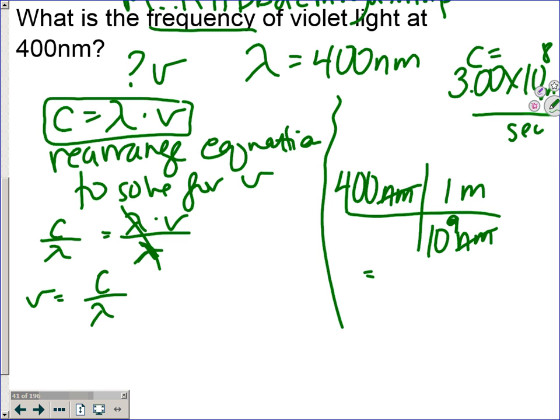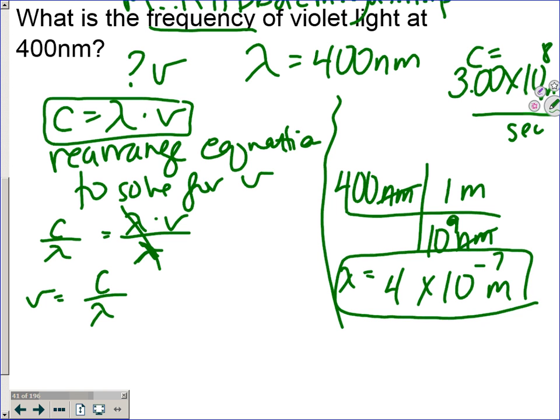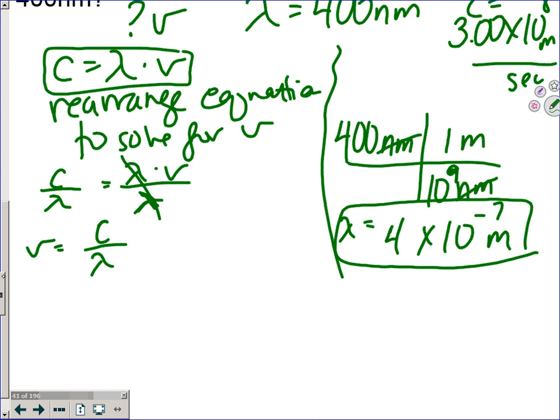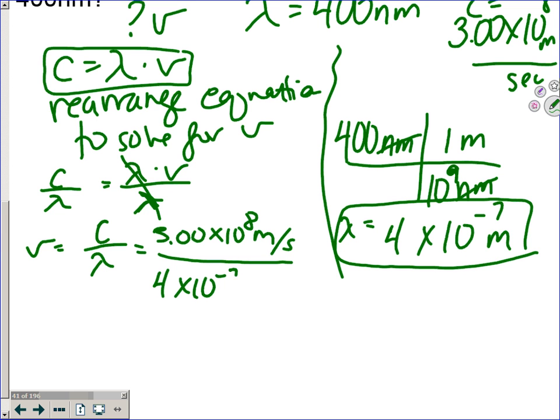What was the wavelength? 400, which is 4 times 10 to the -7th meters. Thank you. So this is our wavelength. That is what we're going to plug in down here. Wait one second, do not ask a question just yet. Our C value was whatever you wrote down previously, 3.00 times 10 to the 8th meters per second. That's our speed of light. And then for our denominator we plug in the wavelength we just found in meters, 4 times 10 to the -7th meters.